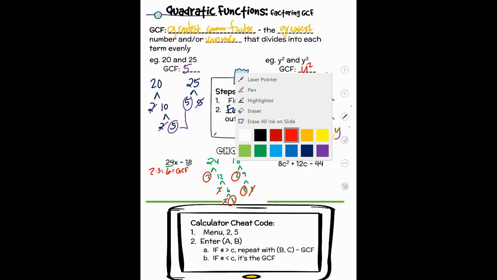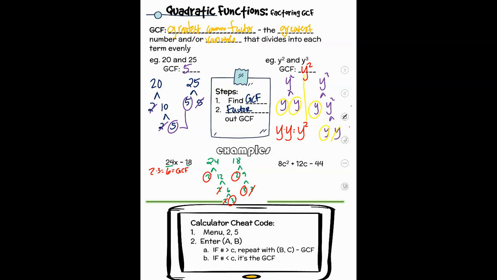So now I'm going to factor that out of this original. What times 6 gives me 24? 4. Don't drop your x, because that x is still there. What times 6 gives negative 18? Negative 3. So this is our original with the greatest common factor factored out of it.